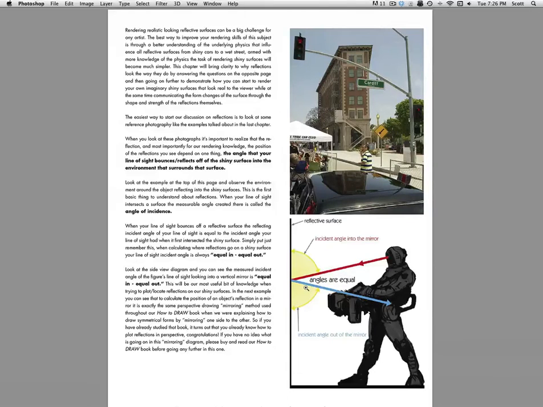So today's lesson is going to be all about understanding the incident angle of our line of sight and how that affects where the reflections of the environment are placed on our shiny object. This is a note I'll give you in your folder this week. You can download this and then read through it to review the notes. I'm going to talk about it all verbally, but you have it there.